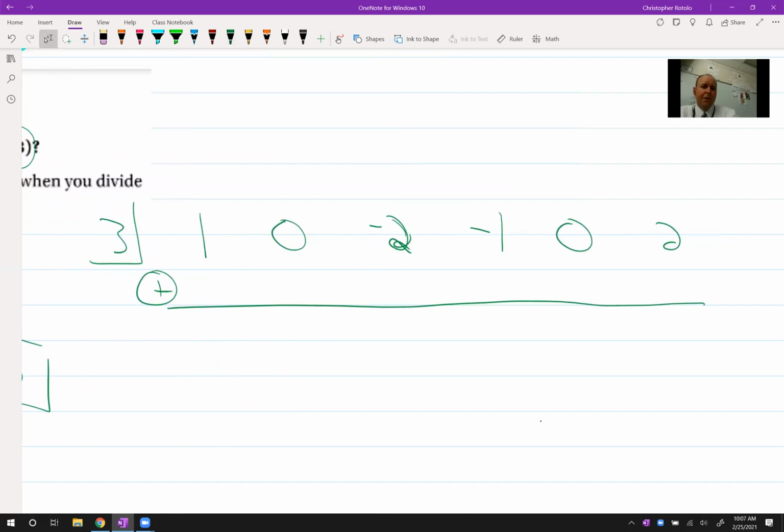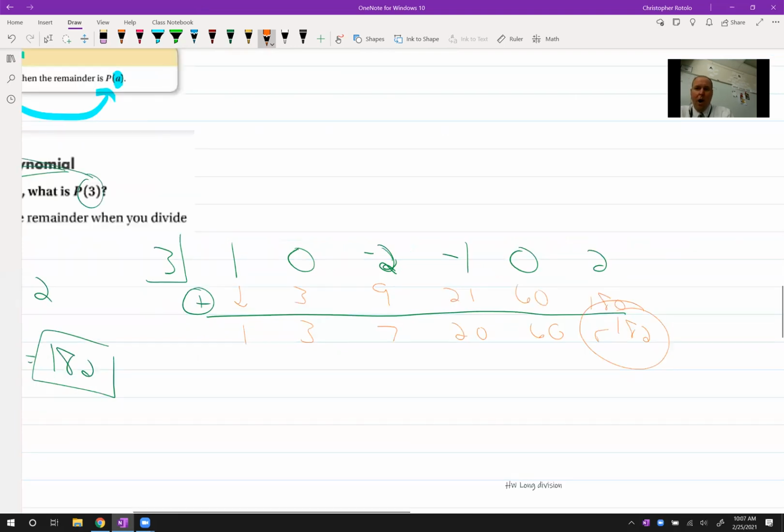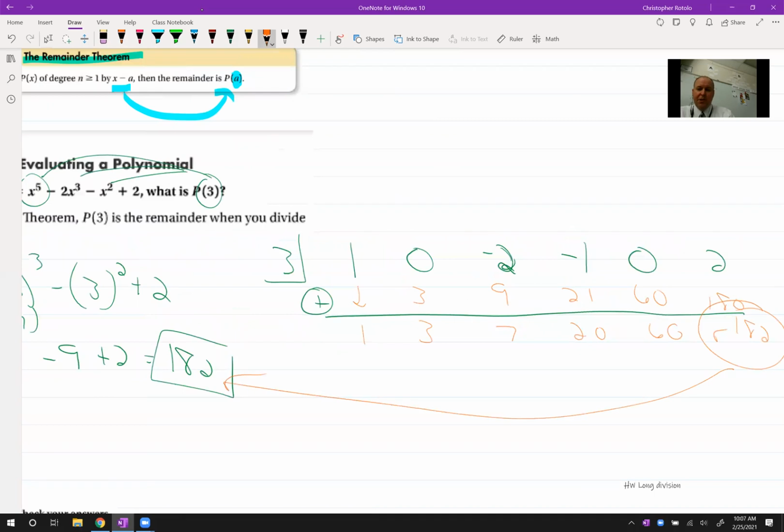All right, so let's run through it. Are you ready to go a little bit faster this time? If not, play this in half speed. Drop it, 1. 1 times 3 is 3. Add it, 3. 3 times 3 is 9. Add it, 7. 7 times 3 is 21. Add it to get 20. 3 times 20 is 60. Add it to get 60. 3 times 60 is 180. And add it to get 182. The remainder is 182. We said that it should be 182.